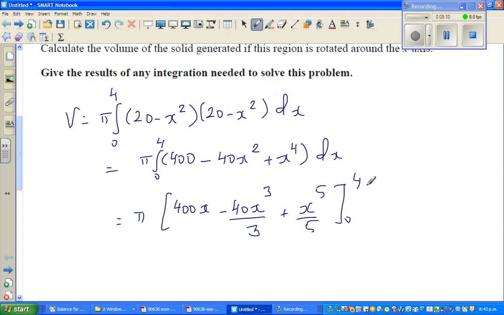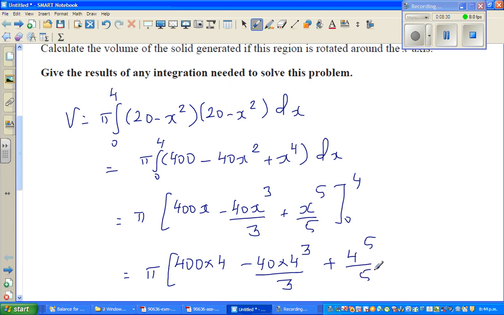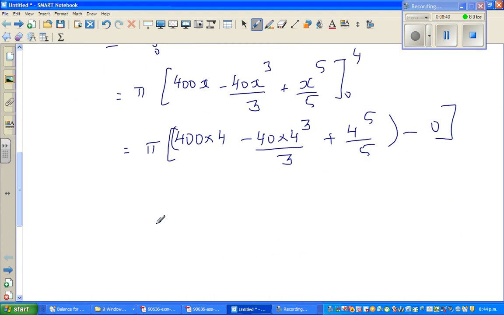The next step is to put in the value of 4 and take away the value of 0 by putting it in place of x. So this is pi times 400 times 4 minus 40 times 4 cubed divided by 3 plus 4 to the power 5 divided by 5, minus, when you put 0, everything becomes 0, so minus 0. Now we can use a calculator. Let us simplify this: 1600 minus 40 times 4 cubed, which is 64, plus 4 to the power 5 over 5.